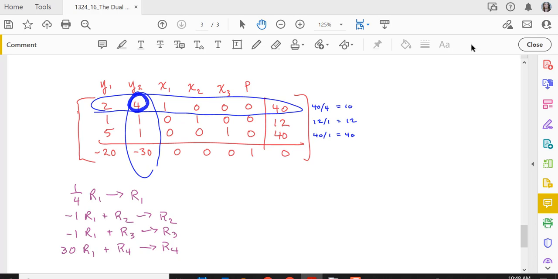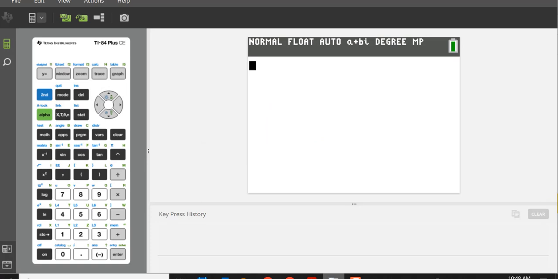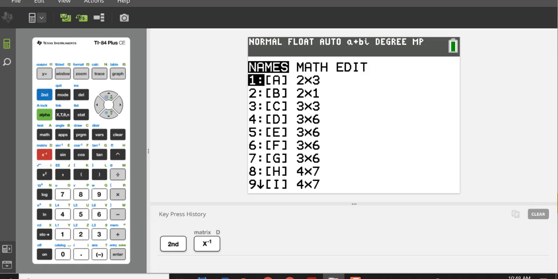That's going to give you another matrix. And guess what? That matrix is still going to have a negative number down there. So you would have to do it again. Let's go look. Second matrix. Edit.